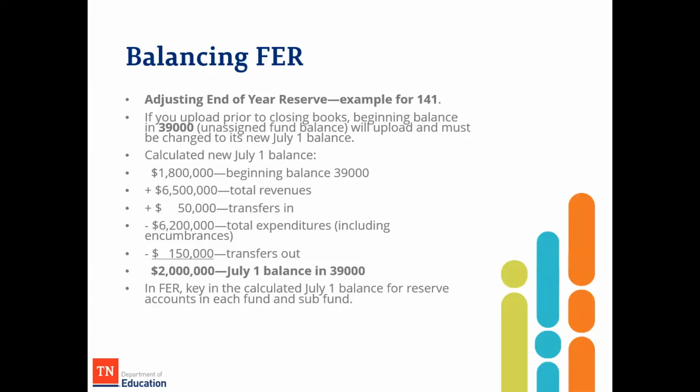So in the FER, you'll key in the calculated July 1 balance for reserve accounts in each fund as well as each sub-fund in your federal grants.